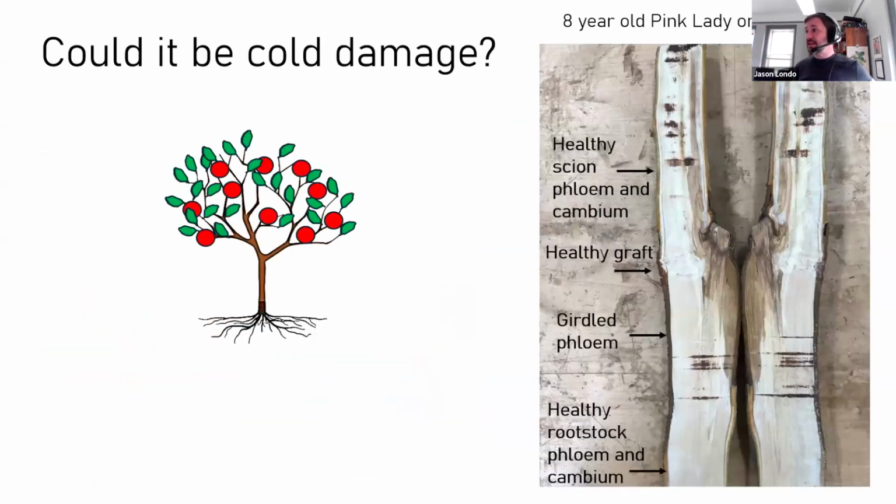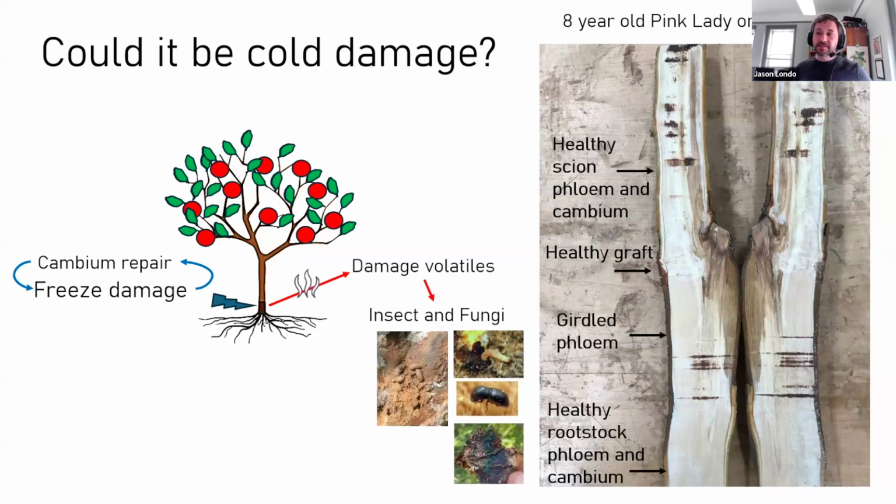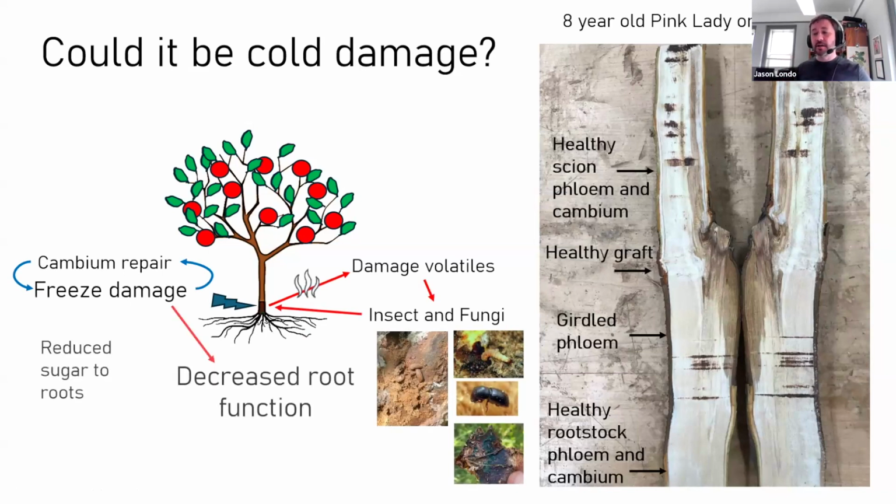And so here's again that picture of the Pink Lady on MLA9, showing you the different types of damage. The model for how all this works together is that freeze damage occurs, it damages the rootstock shank. The cambium tissue tries to repair that vascular damage. While it's repairing, it's also emitting volatiles that are attractants for insects and fungi. And these pests and pathogens can attack these weakened trees, which creates a feedback loop, resulting in more and more damage. The consequence of all of this is a decreased root function by reducing the amount of sugar that gets to the roots.